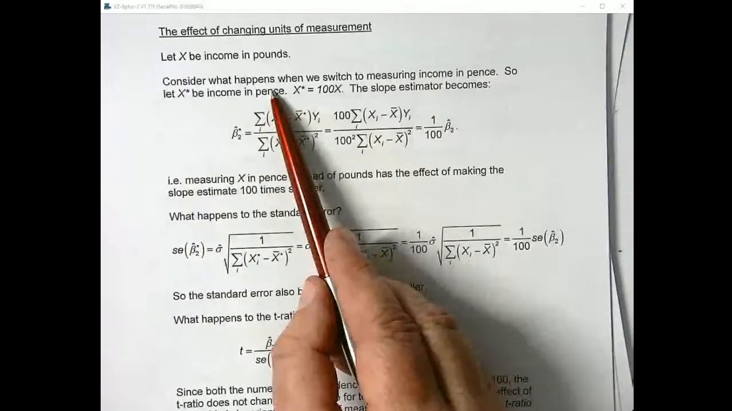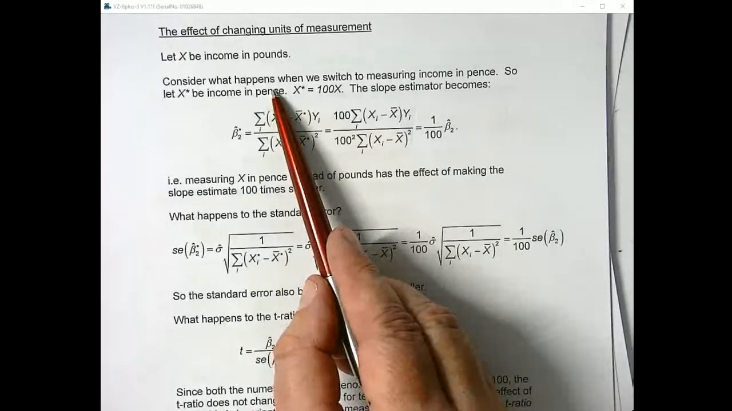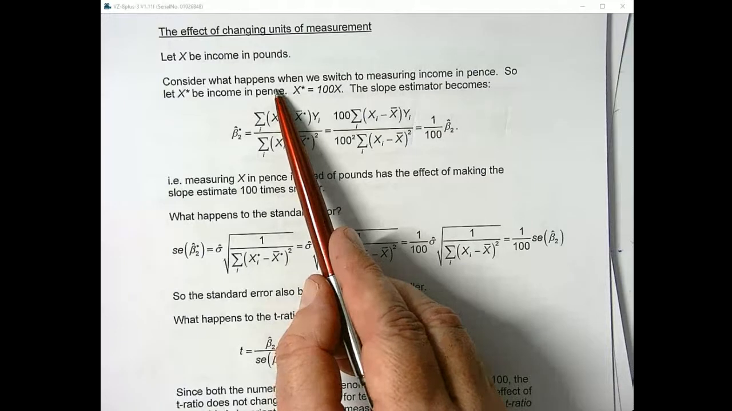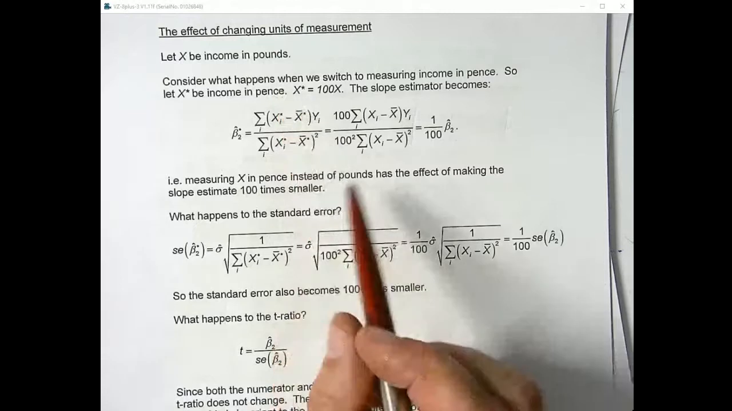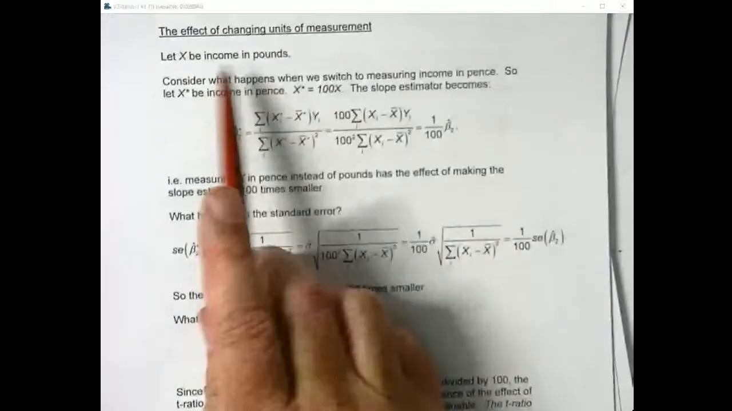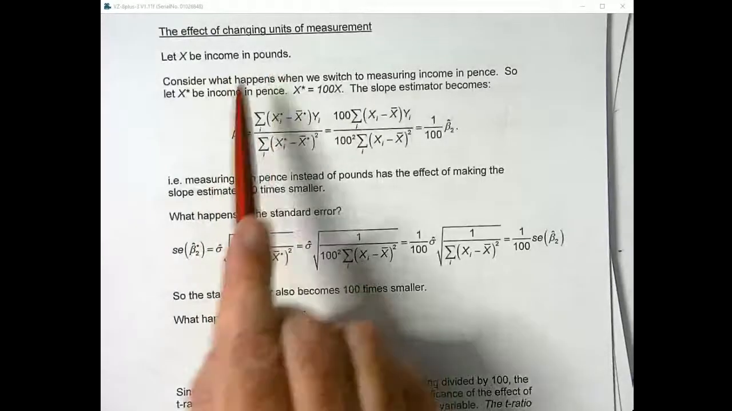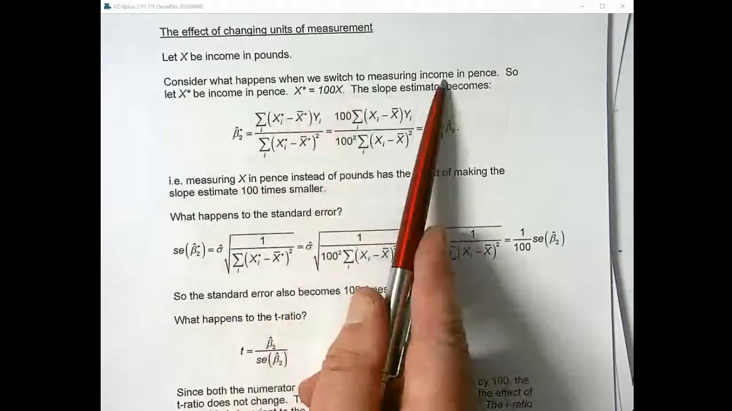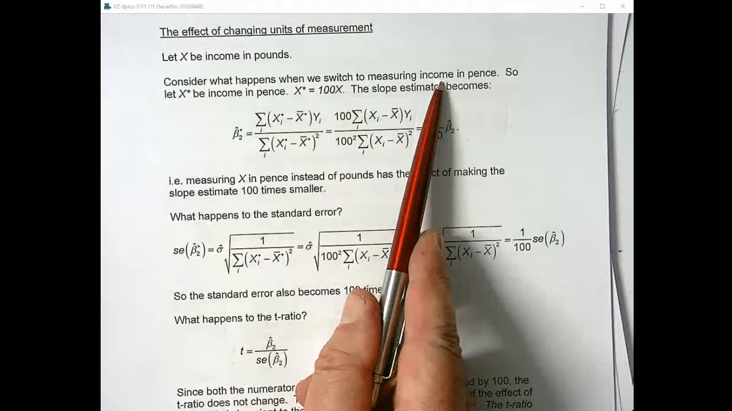Okay, now when you look at the coefficients, sometimes you see a very small number, like 0.00003, and it's tempting to say this slope is very small, so it's irrelevant. But that's wrong, because the magnitude of a coefficient depends on the units in which you measure the variable. So let x be income in pounds. This is just to demonstrate. Consider what happens if we switch to measuring income in pence.